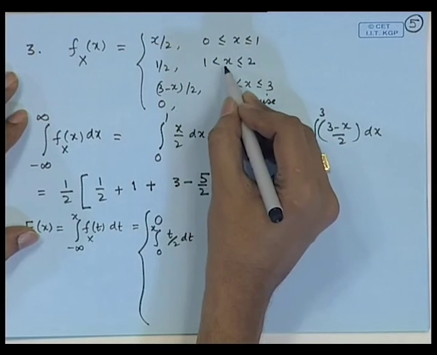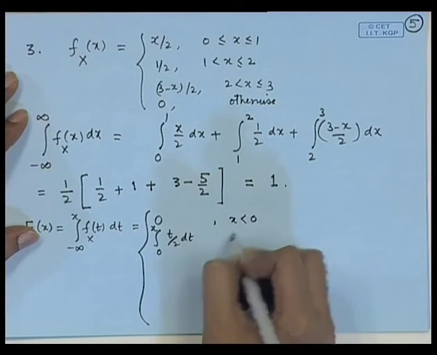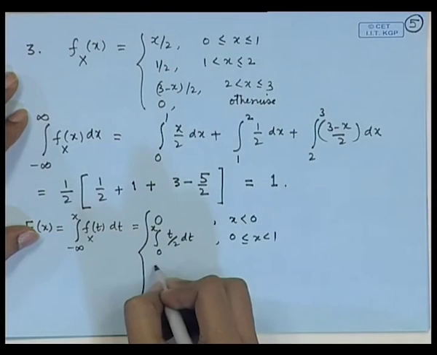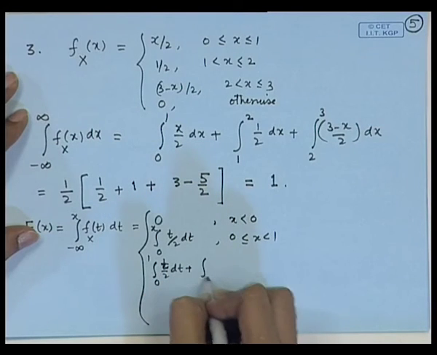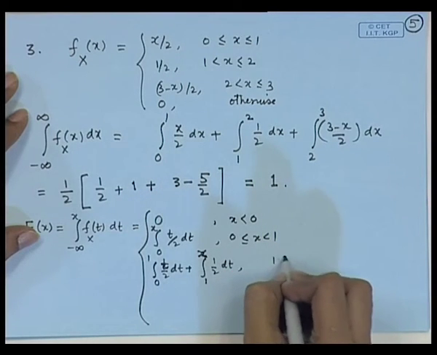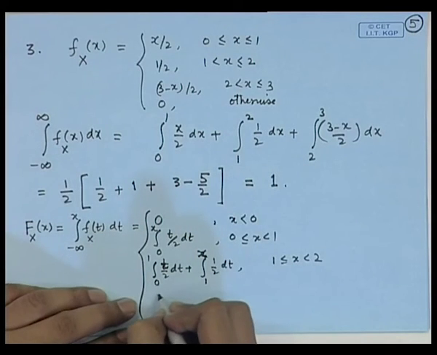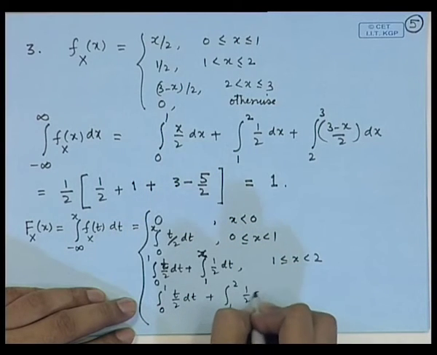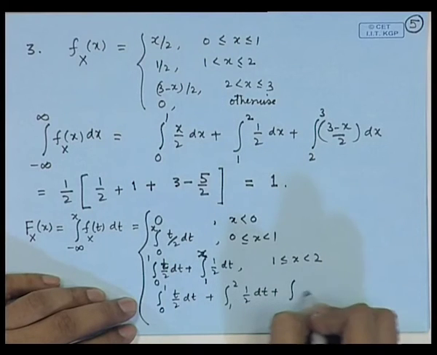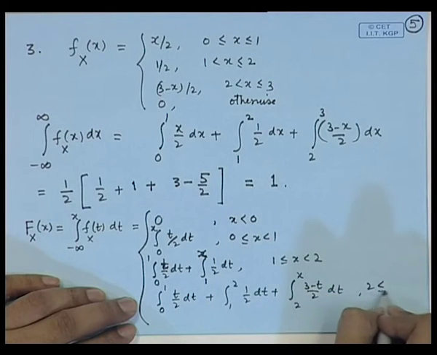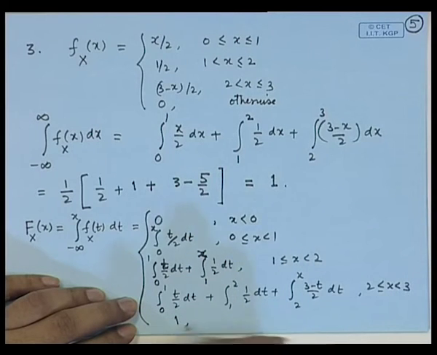So this is for x less than 0. For x between 0 and 1, we have this term. For x between 1 and 2, we have the integral from 0 to 1 of t by 2 dt plus the integral from 1 to x of half dt. For x between 2 and 3, it will be the integral from 0 to 1 of t by 2 dt plus the integral from 1 to 2 of half dt plus the integral from 2 to x of (3 minus t) by 2 dt, and it is equal to 1 for x greater than or equal to 3.